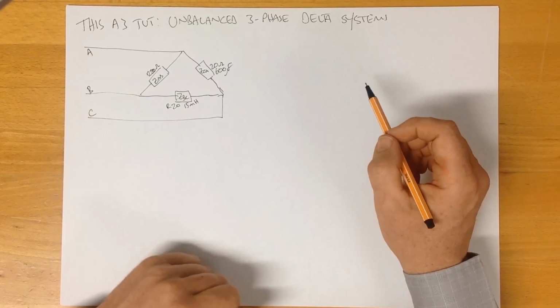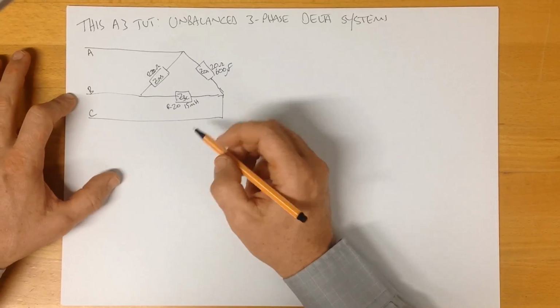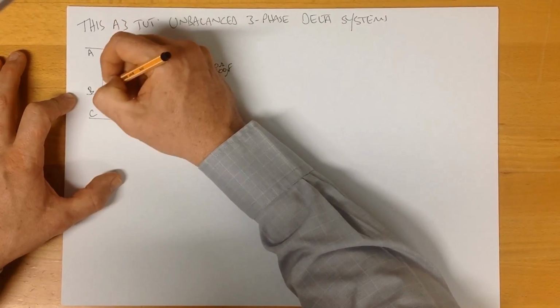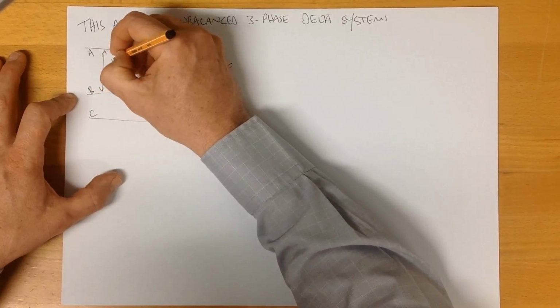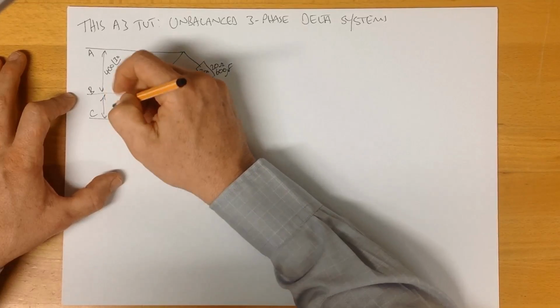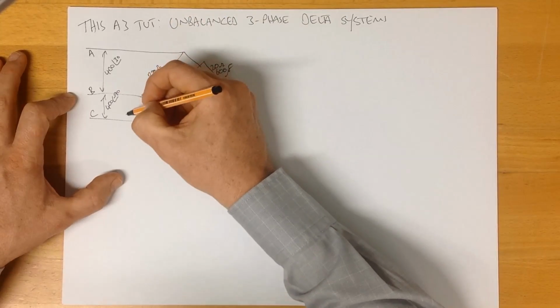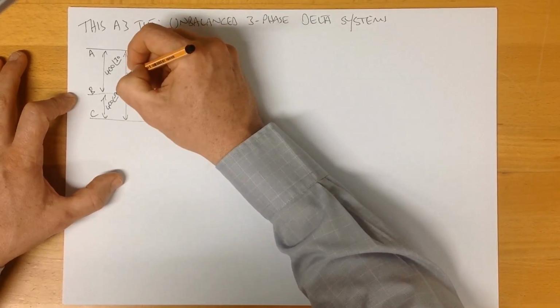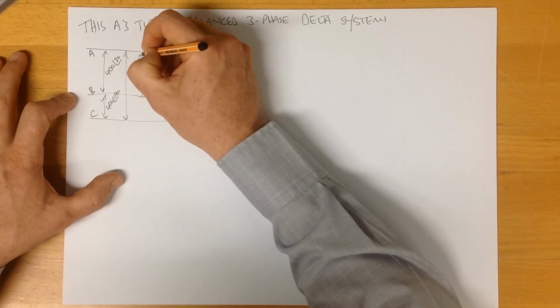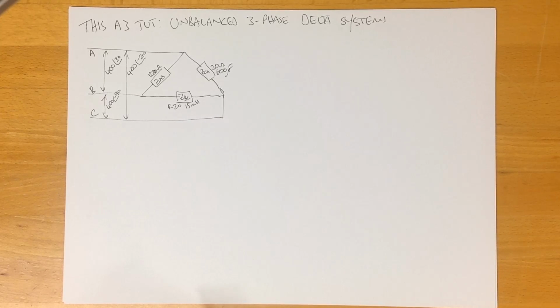In another tutorial I've explained how we get 400 volts relative to our 230 for our system here. So between A and B we'll have a voltage of 400 at 30. Between B and C we will have a voltage of 400 at minus 90. And between A and C we will have a voltage of 400 at an angle of minus 210. So that's our basic three-phase delta configured system with an unbalanced load.